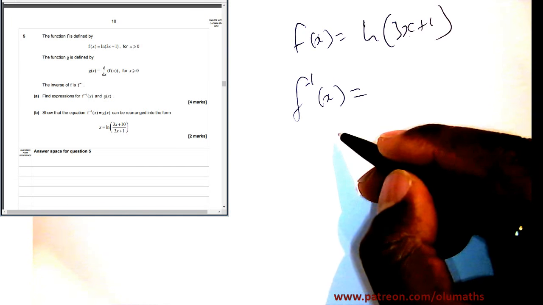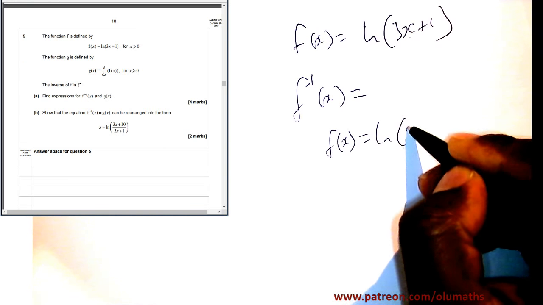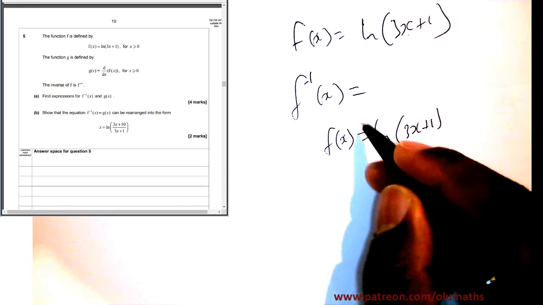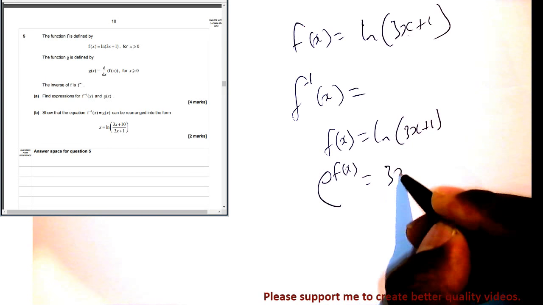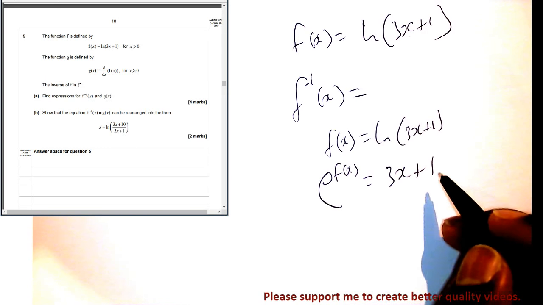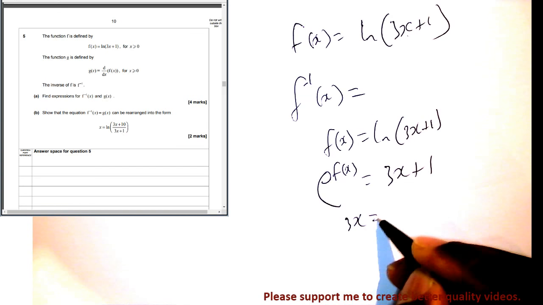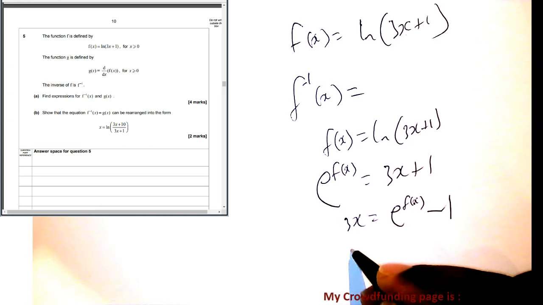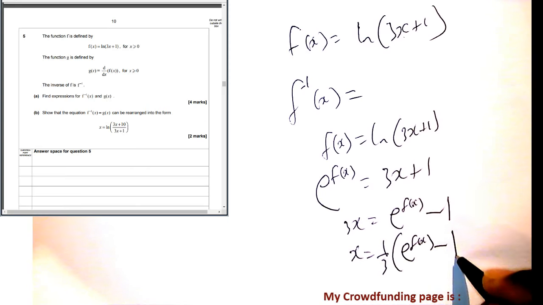So let's say f of x equals ln of 3x plus 1. We want to make x the subject, so take the exponential of both sides. So e to the power f of x is 3x plus 1. To make x the subject, move the plus 1 to the other side. So that's 3x equals e to the f of x minus 1. Divide by 3, so x is 1/3 e to the f of x minus 1.